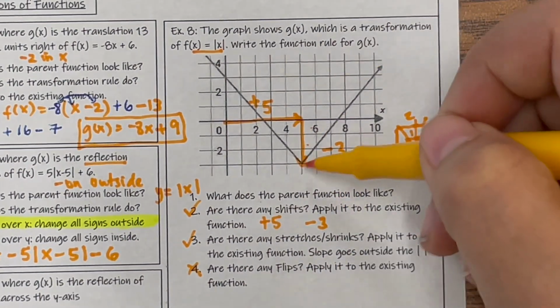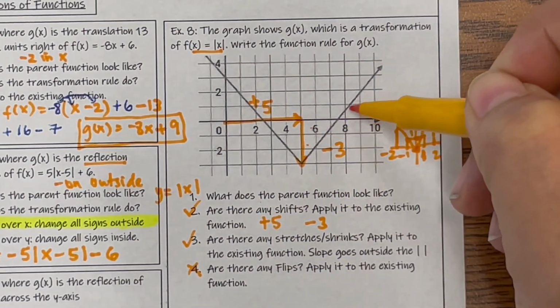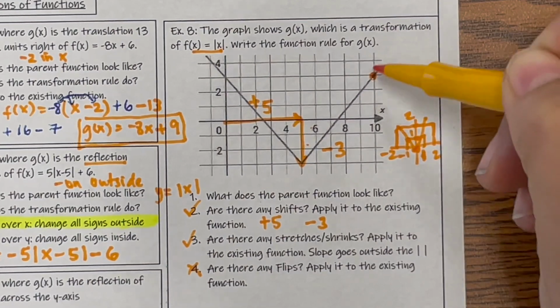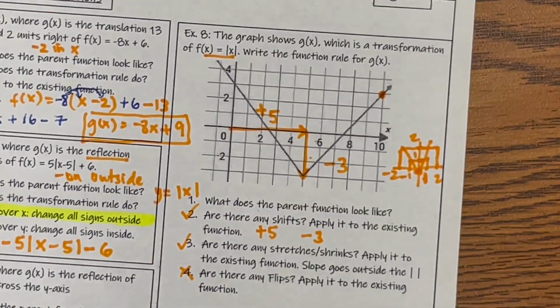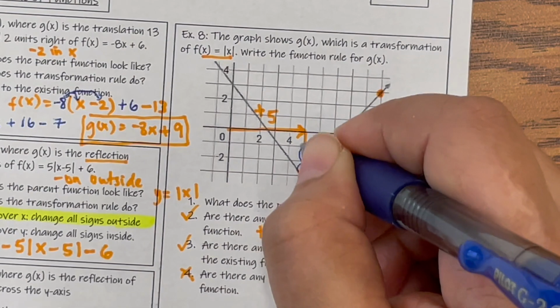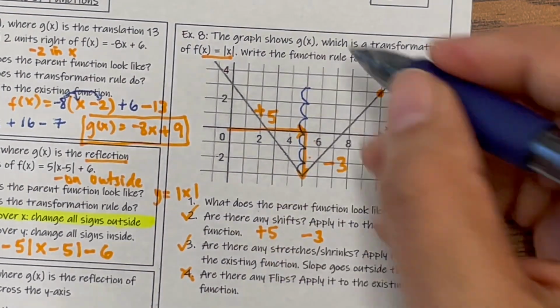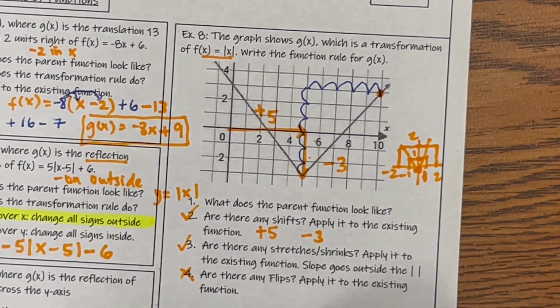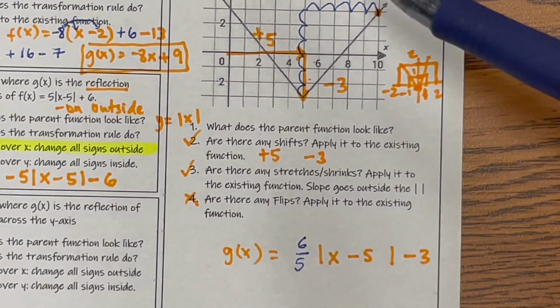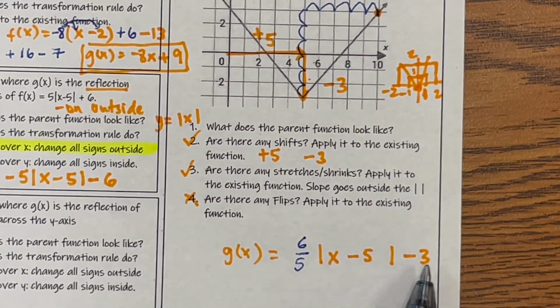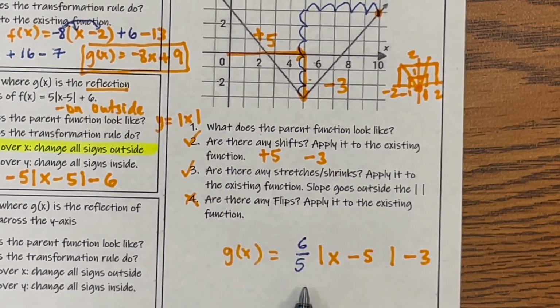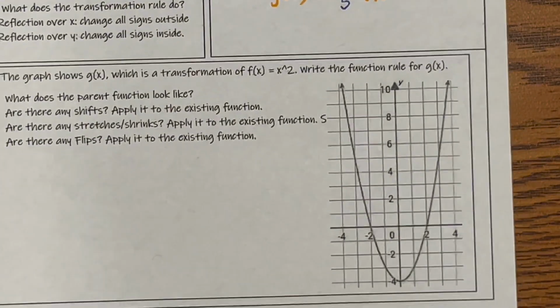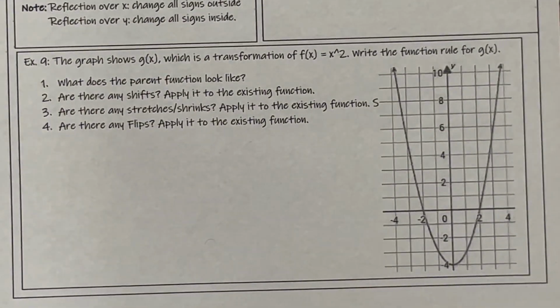And what is the slope now? So let me find 2 corners right here. Let me do this in a different pen. 1, 2, 3, 4, 5, 6. 1, 2, 3, 4, 5. So my slope is 6 over 5. So those are my transformations: right 5, down 3, and my new slope is 6 over 5. All right, given that information, read through this question and see if you can answer it.